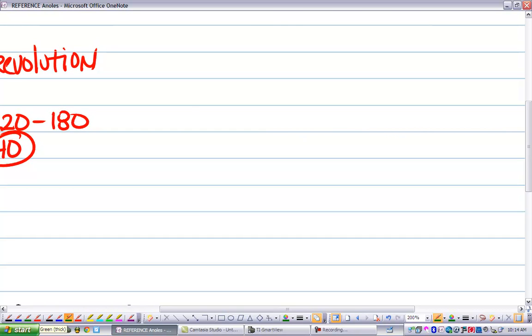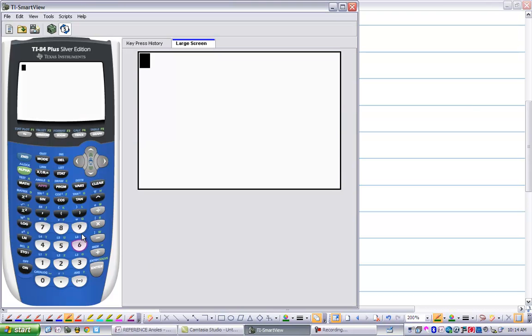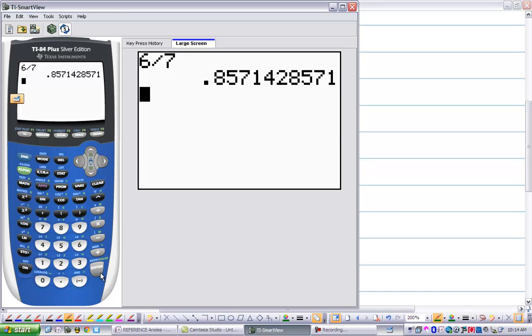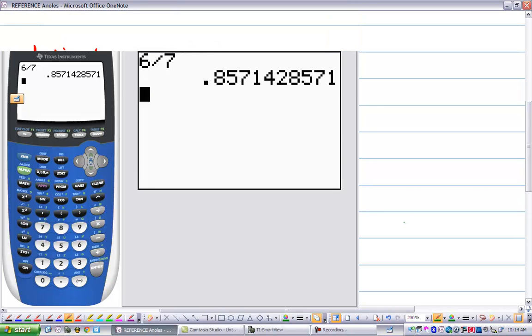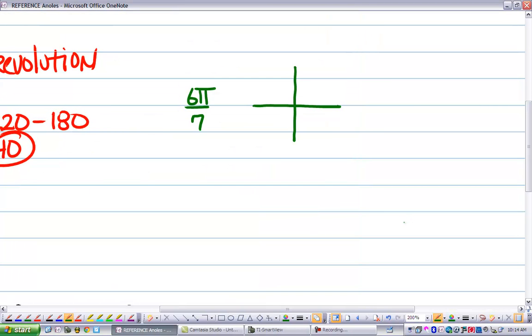Let's do, let's see, 6 pi over 7. Okay. Well, remember how we graph radians? It's always easier to convert to a decimal. So I'm going to grab my calculator here and go 6 over 7. That's 0.85. Or we can say 0.9, pretty close. So this is about 0.85 pi. So when we graph that, it starts here, that's 0.5, 0.85, about right there. So this is quadrant 2.